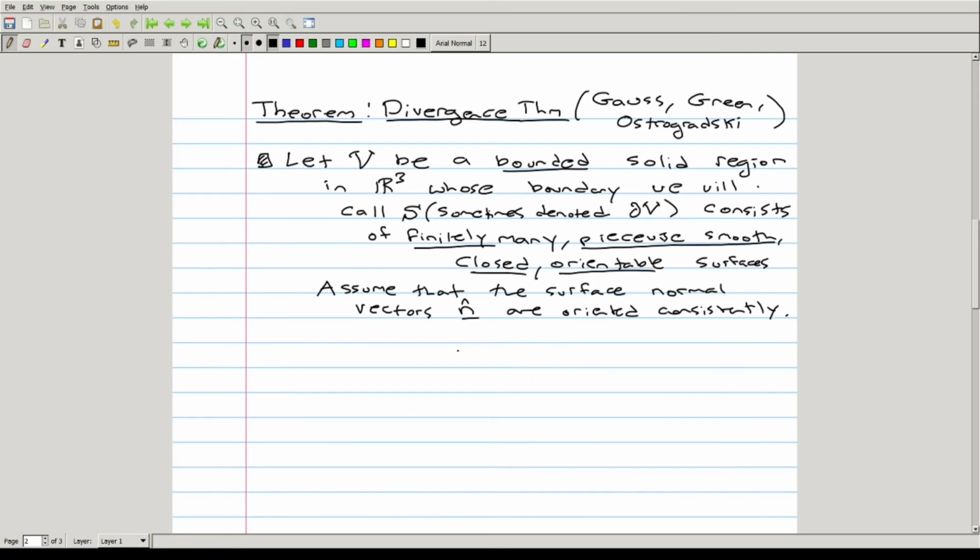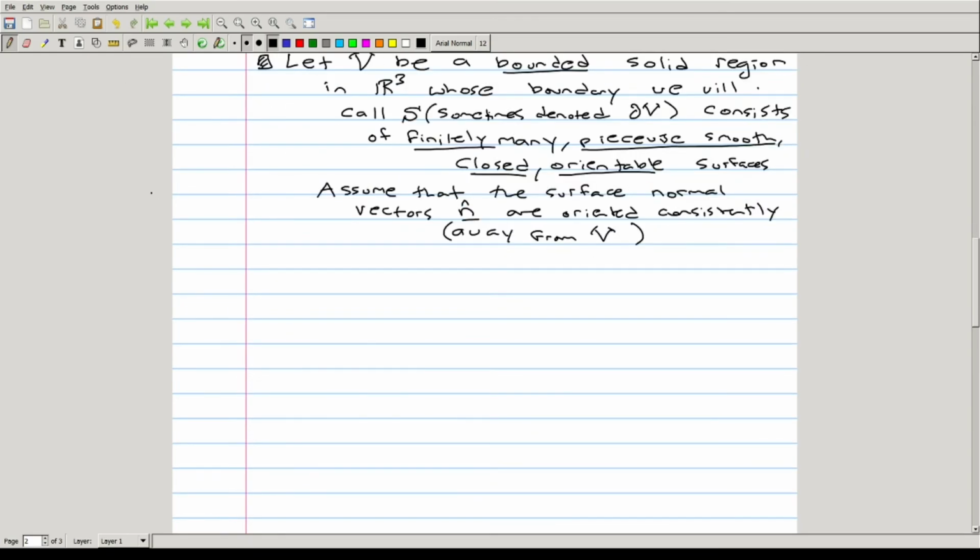And typically we take this to be away from V. But we need this to be true. And you can alter the theorem if you want the flux in, but the idea is that the divergence theorem is for flux out of a surface. Because it's an orientable surface, we can always do this.